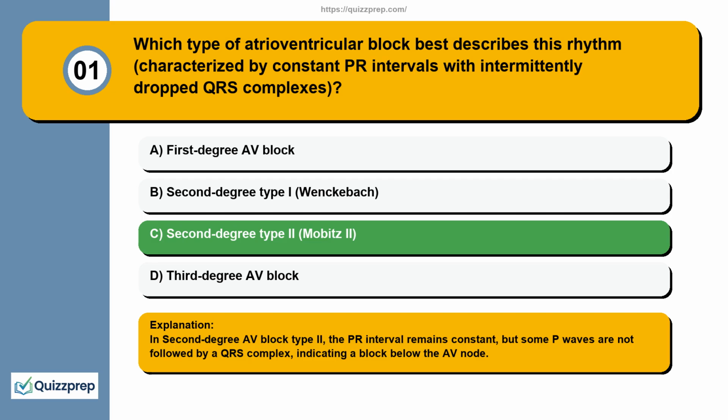In second degree AV block type 2, the PR interval remains constant, but some P waves are not followed by a QRS complex, indicating a block below the AV node.